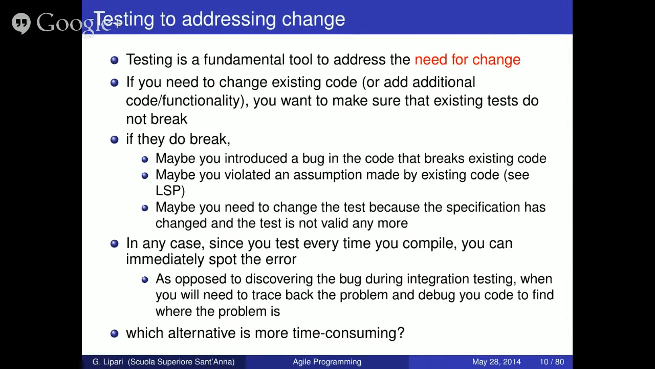Or maybe you need to change the test. Maybe it's the test that is wrong because the specification has changed and the test is not valid anymore. But in any case, since you test every time you compile, you can immediately spot the error and immediately change what you need to change. What is the alternative? The alternative is to discover the bug during integration testing, so at the very end, where you need to trace back the problem and debug your code to find where the problem is. So if you compare again debugging when you find a bug, or testing in advance, the second at the end is better because it's less time consuming.